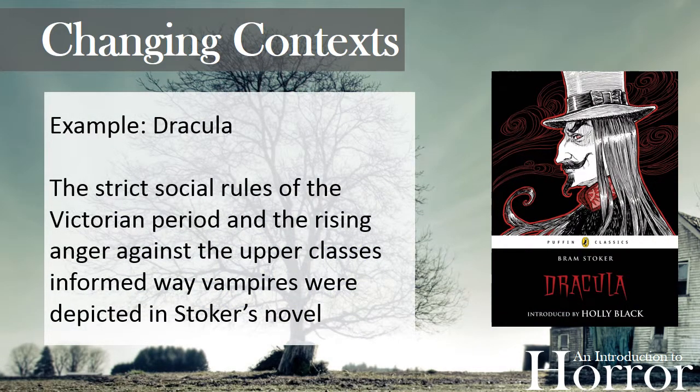Dracula comes about 80 years after Frankenstein, but it also reflects the predominant values and attitudes of the time in which it was created. It reflects the strict social rules of the Victorian period and the rising anger against the upper classes, and how these informed the way vampires were depicted in Stoker's novel. The character of Lucy in the novel is somewhat promiscuous and flirtatious, and she becomes a vampire and is then destroyed. This reflects the fear of female sexuality that predominated the Victorian period.